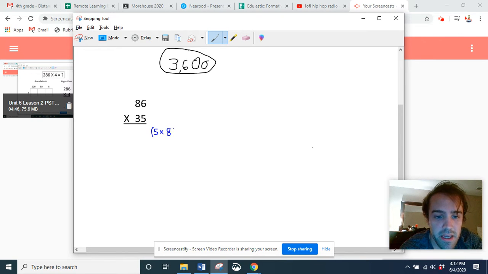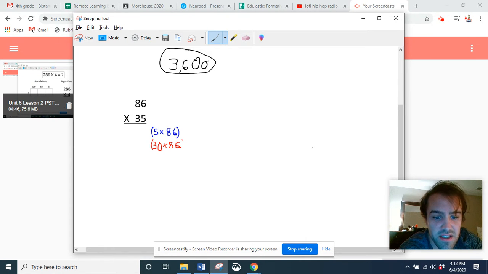And the second one, I'm going to do in red so we can tell them apart here. The second one is going to be 30 times 86. So we decompose that bottom factor, 35, into 30 and 5. And we're going to multiply both of those pieces times 86. So we're going to do 5 times 86 first, and we're going to do 30 times 86. And then we're going to add those up, and hopefully we get the right answer.